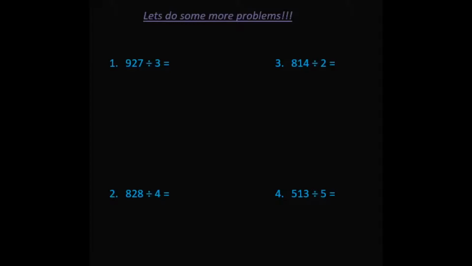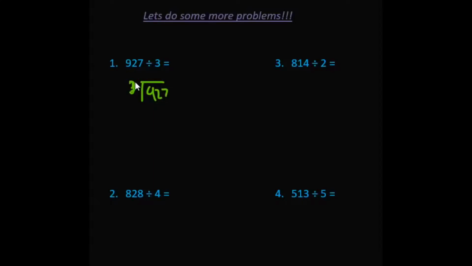Okay, so let's start with the next 4 problems. Okay, so now we have 927 divided by 3. So we can draw out our layout here again. Okay, and then we can do the 3 over here. We can put the 3 here. Okay, let me make that look more like a 3. Okay, and then we can put the 927 right here.